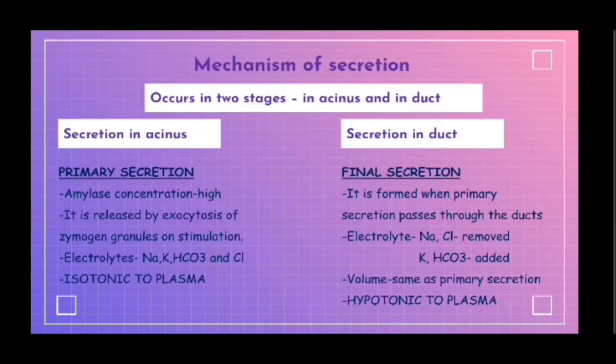The electrolytic composition changes as it passes through the ducts, therefore sodium and chloride is removed whereas potassium and bicarbonate is added. The volume is same as that of primary secretion, but it becomes hypotonic when compared to plasma because of removal of sodium and chloride.